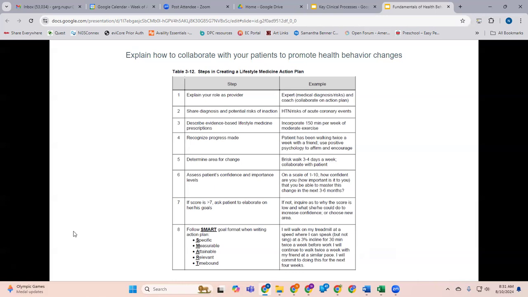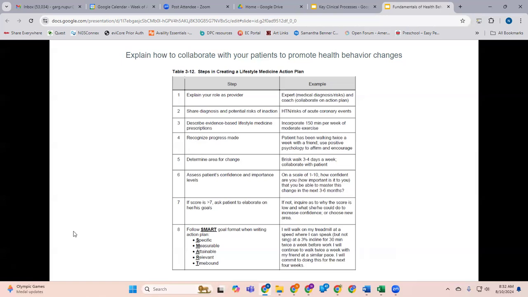So the steps are: explain your role as a provider. So say that you are a consultant, the expert in the physiology, anatomy, the evidence in health, and you want to work with them to achieve their health goals. So you explain your role like that. And then you share their diagnosis. You have been diagnosed with such and such, hypertension, whatever it is, and that will lead you to this possible bad outcome.